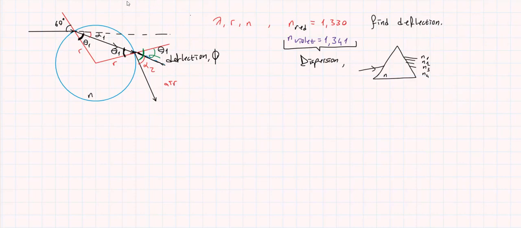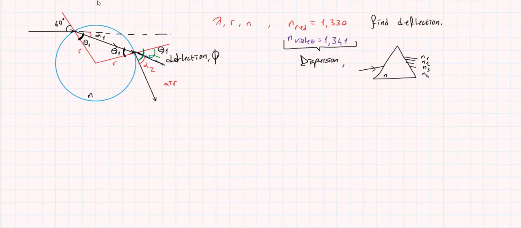The logic of this problem is this. We have two different wavelengths given here, red and violet, and this raindrop will have different indices for the two wavelengths. Now the question asks for the difference between the deflections of the red wavelength and the violet wavelength. We will do the calculations in general, then insert these different indices and find the difference between deflections.